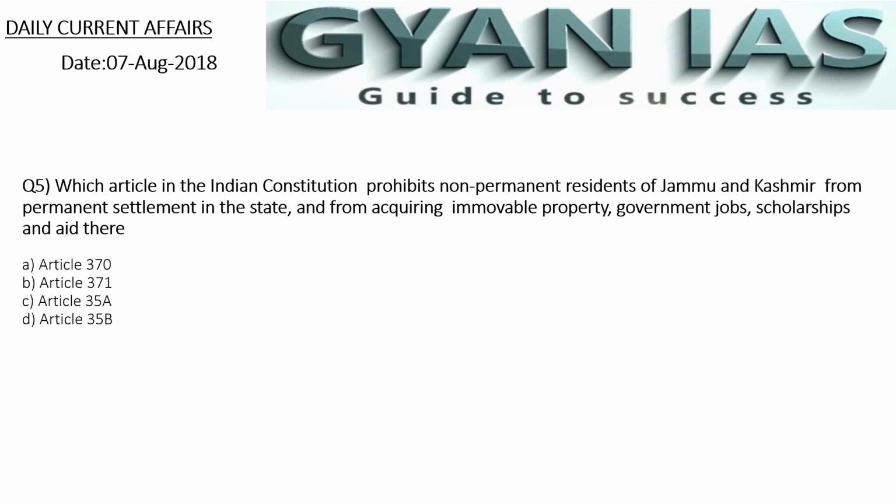This option is also not correct because it is for providing special status for the Vidarbha region in Maharashtra and the Saurashtra region in Gujarat. Option C, Article 35A. It is this Article 35A which is the bone of contention. An NGO called We the Citizens challenged Article 35A in the Supreme Court in 2014, saying that this was brought into force without an amendment to the Constitution under Article 368, and it was never presented before the Parliament and came into effect immediately.